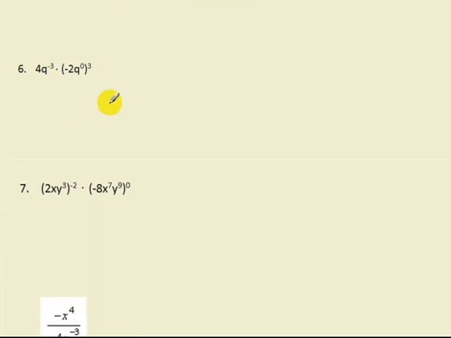6. We have 4q to the negative third times negative 2q to the 0, all raised to the third power. So I'm going to deal with this expression in parentheses first, being raised to the third power. So we can say this is 4q to the negative 3. Now, q to the 0 is simply 1, so we can write that as negative 2 times 1, all raised to the third power. Or in other words, 4q to the negative third times, and then of course negative 2 times 1 is just negative 2.